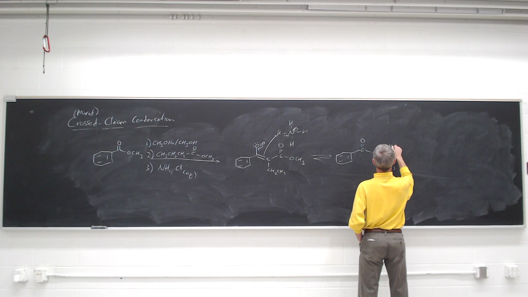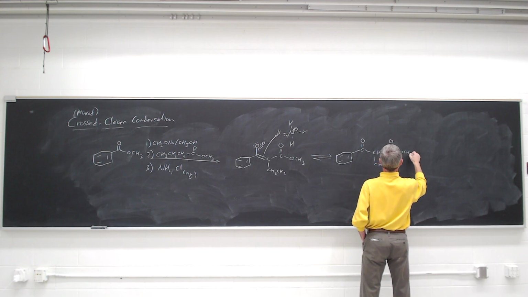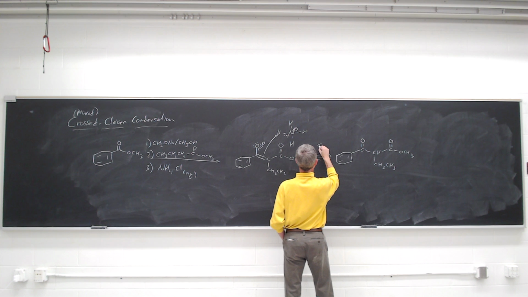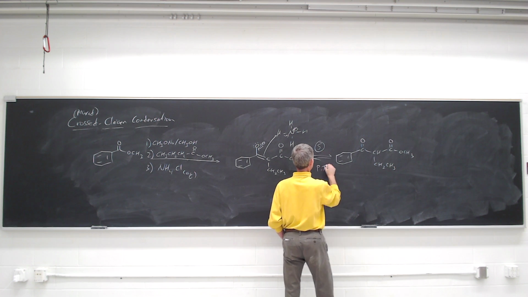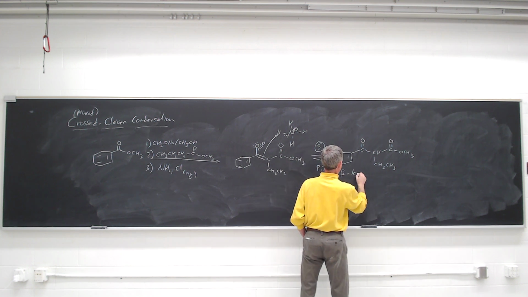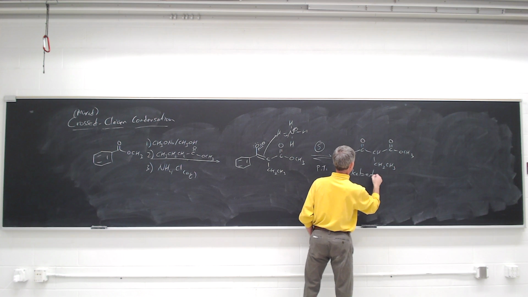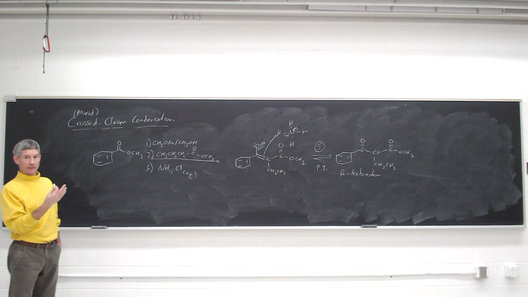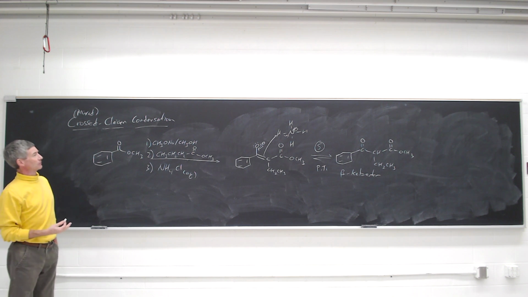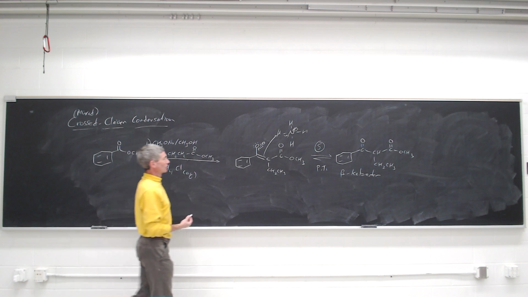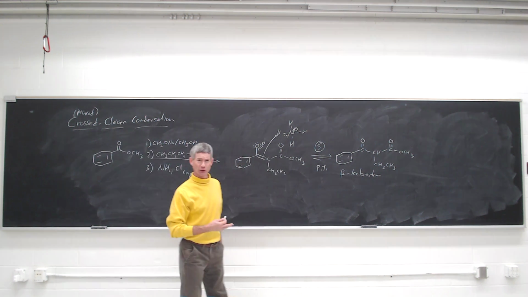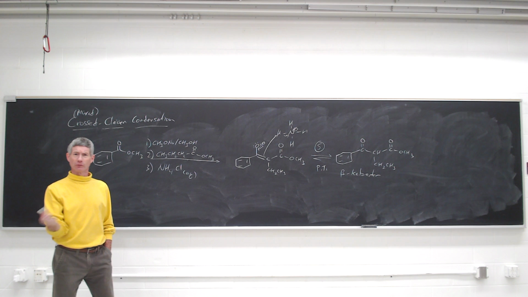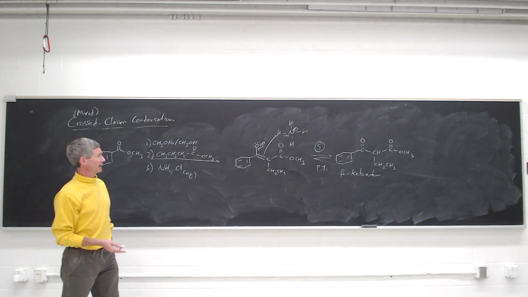Give the actual product of the keto ester. Claisen condensation. What's the equilibrium constant for that last step? I've written it as an equilibrium. Should I have written it as an equilibrium, or is that really a one-way reaction?